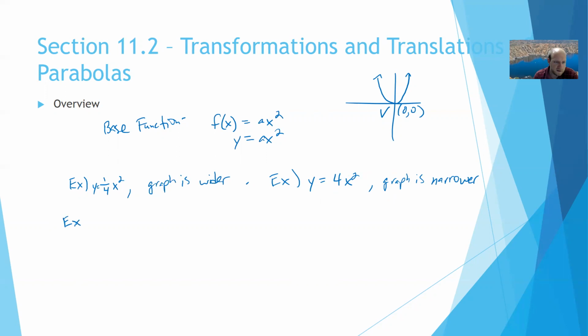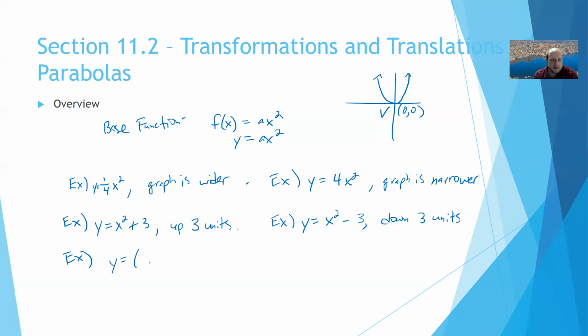We also learned, if I had something like y equals x squared plus 3, what does the plus 3 do to our base function of y equals x squared? It's going to move all the values up 3 units. Another example, let's say I had y equals x squared minus 3. This is going to move everything down 3 units, so everything is going to shift down 3 units.